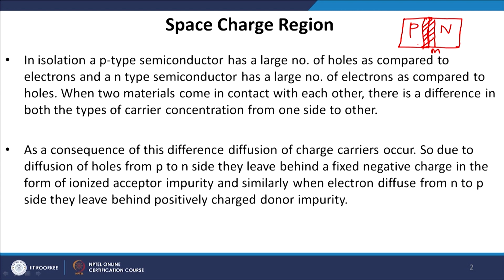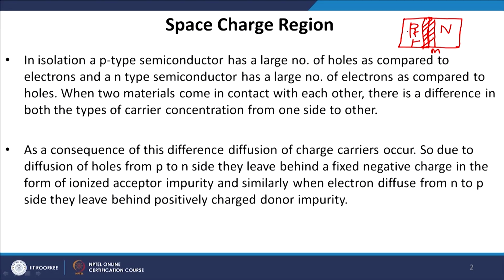So, as a consequence of the difference in the diffusion of the charge carrier, the accumulation of the charge carrier on both sides will be different. What we mean here is, in the p side, the positive charge carriers are majority charge carrier and on the n side electrons are majority charge carrier, so there is a difference between the charge carrier concentration on both sides. So, when I join them together, the positive type of charge carrier will diffuse to the other side and negative charge carrier, that is the electron, will diffuse from the n side to the p side.